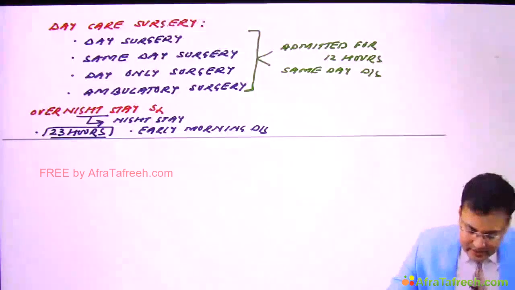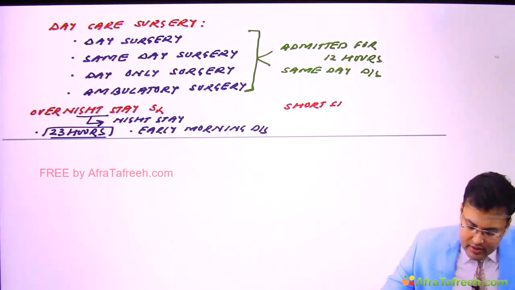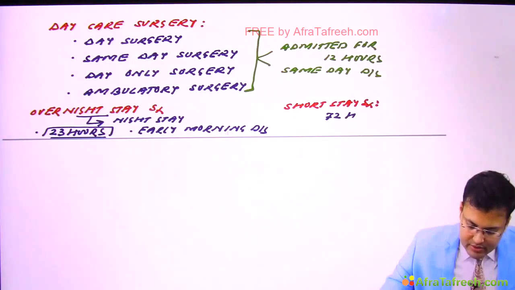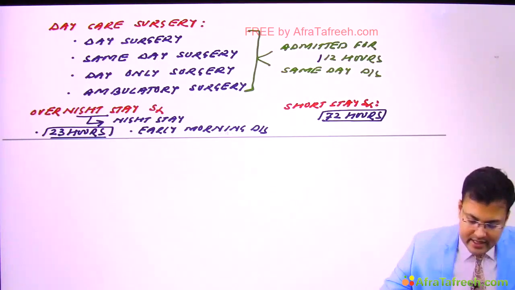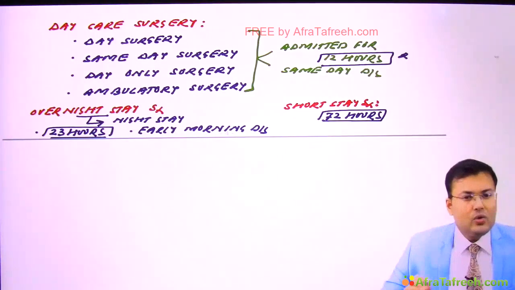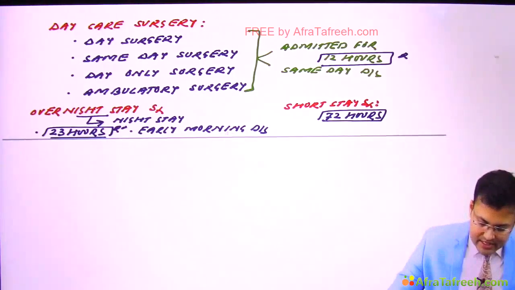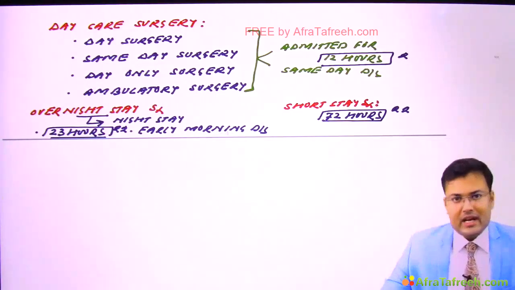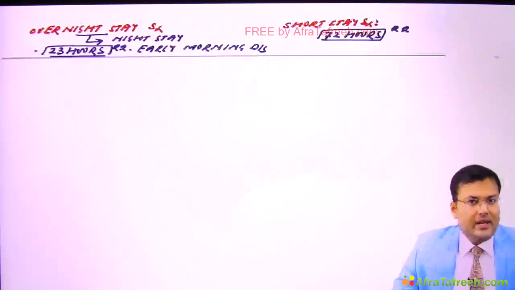Clear? And third which is asked is the short stay surgery. So here patient is admitted for 72 hours. So what's the duration? 72 hours. So what are the three questions which are asked? First, in day care surgery, patient is admitted for 12 hours. In overnight stay surgery, patient is admitted for 23 hours and for short stay surgery, patient is admitted for 72 hours.